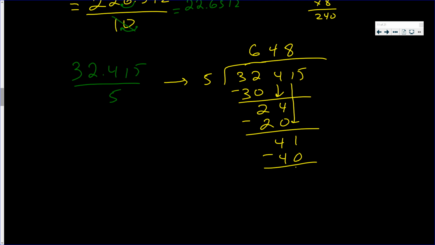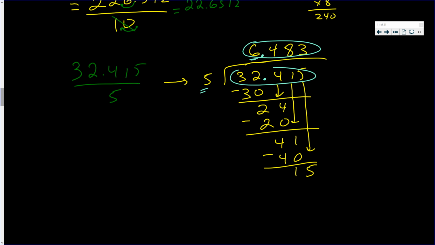Bring down the 1. 5 into 41 goes 8 times. So I take away 40. Bring down the 5. 5 goes into 15 3 times. And I go, oh yeah, the decimal was here. So I put it right above. And that seems about right because 5 times 6 is 30, and this is a little bit more than 6. So 5 times more than 6 should be more than 30, just like that number.